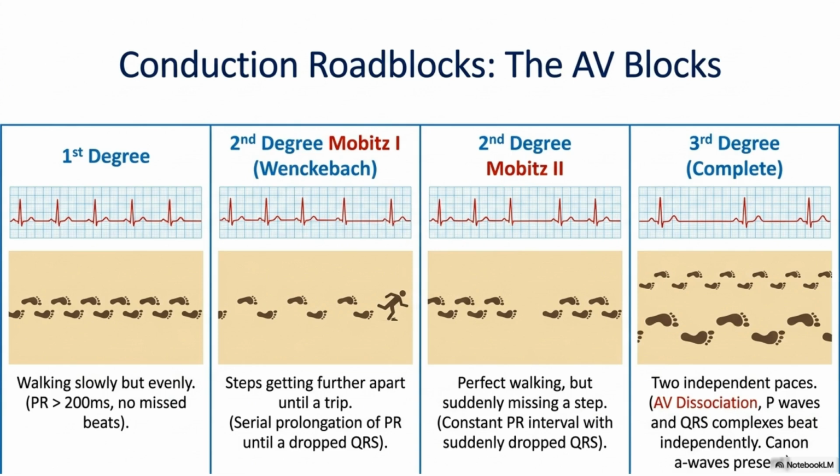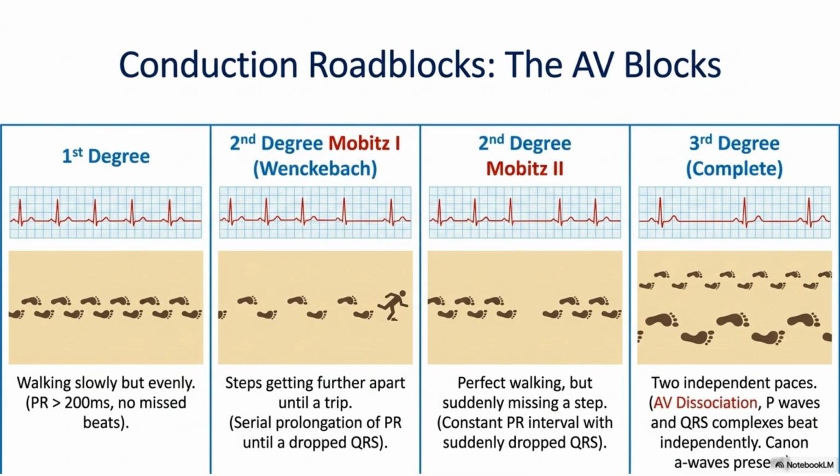Second degree Mobitz 2, walking is perfect, but you suddenly miss a step. This is highly unstable and can lead to a complete crash. Third degree, complete AV dissociation. The atria and ventricles beat independently.